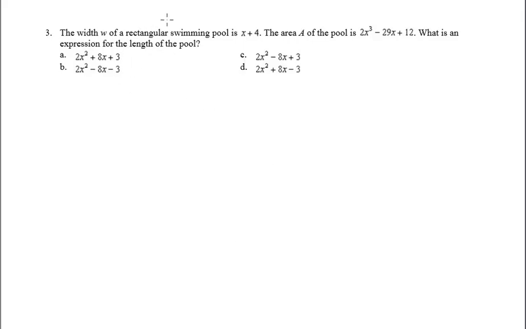Okay, number 3, little word problem. The width of a rectangular swimming pool is x plus 4. The area is 2x cubed minus 29x plus 12. What is the expression for the length?